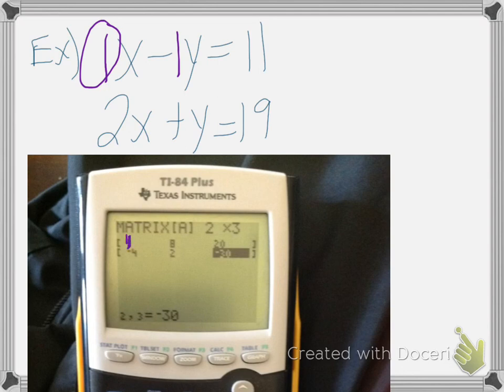That's a brand new 1. This should be a -1. This should be 11. And then you go to the bottom equation. This should be 2. Then a +1. And then a 19.